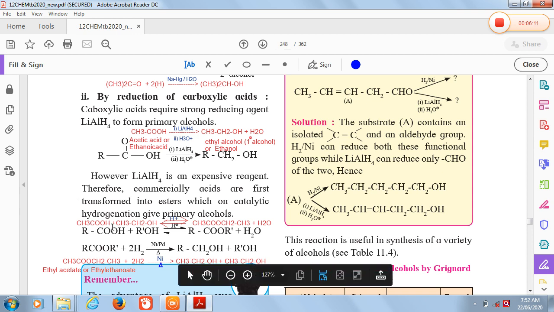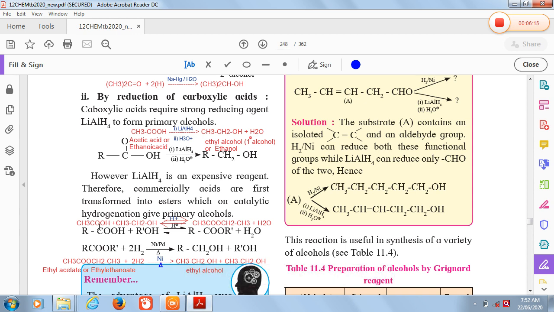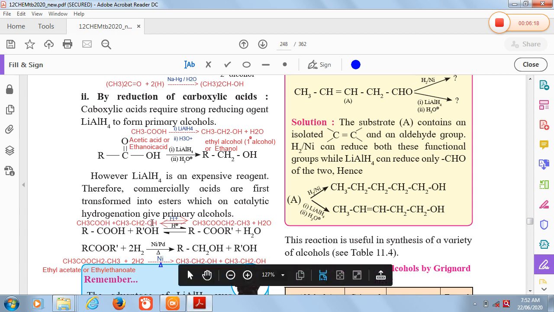Then the OH of your acid and hydrogen of alcohol give water, and the remaining part, that is C2H5, gets attached to the carbonyl carbon. So the product has the CH3CO part from your acid, and OC2H5, meaning OCH2CH3, part from your alcohol. That product is an ester.